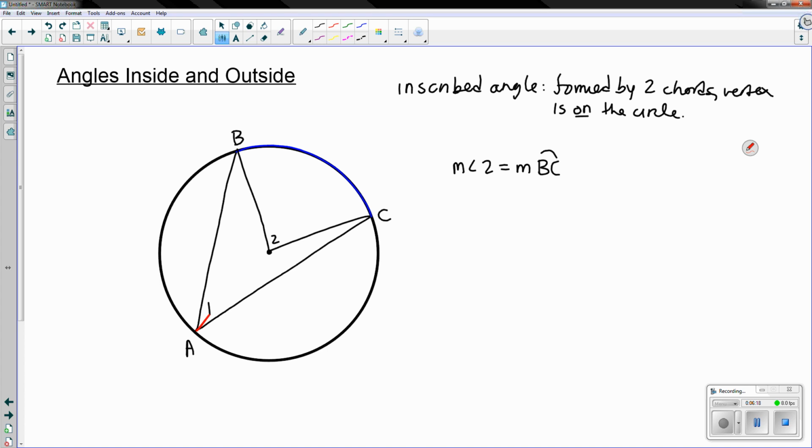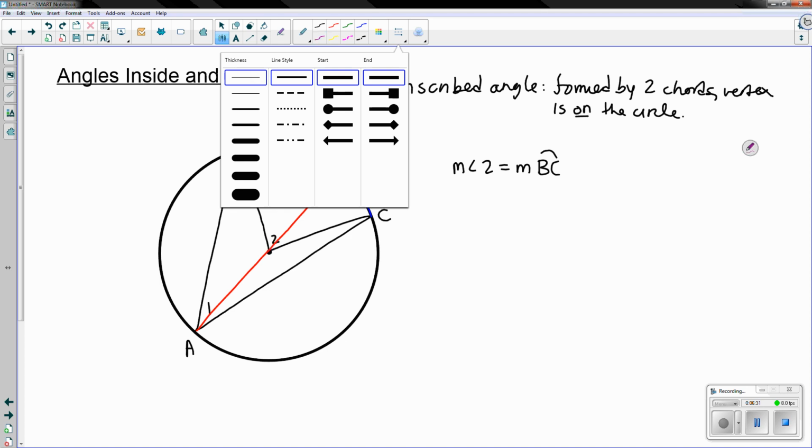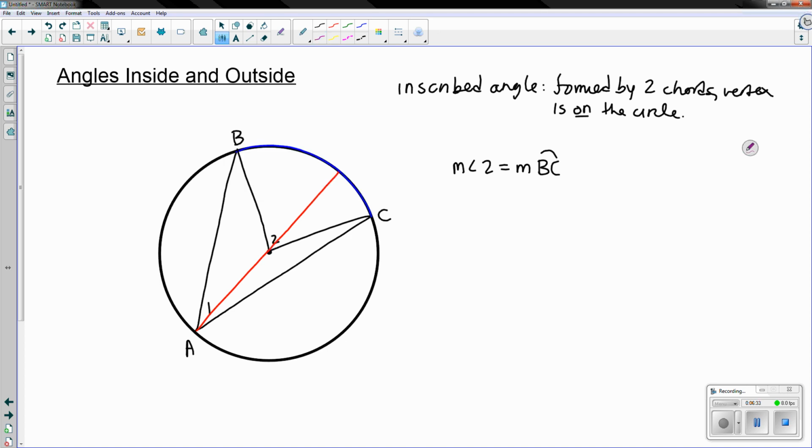That extends from point A and passes through our center. And here's why we are going to do that. We know that the distance from the center to a point on the circle is always the same length. So let's call this point the center point D. We know AD and BD are the same. We also know that AD and DC are the same. Now, what does that do for us?